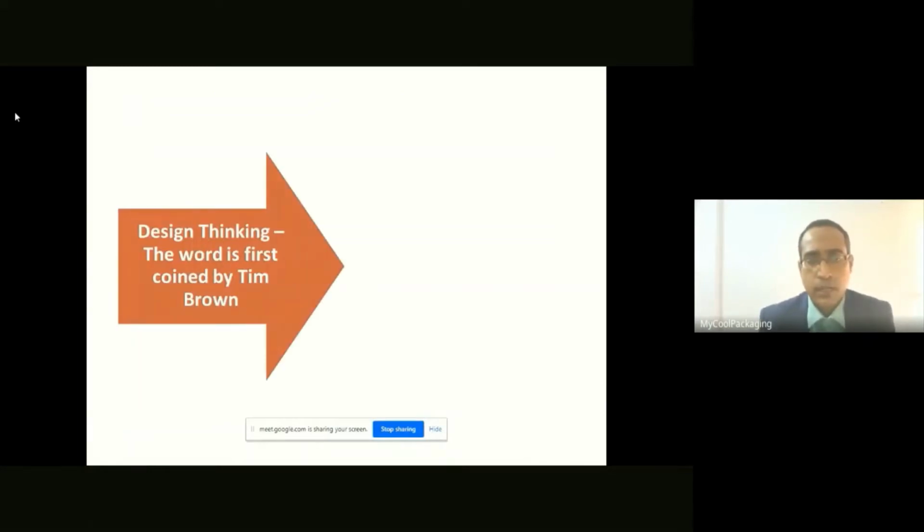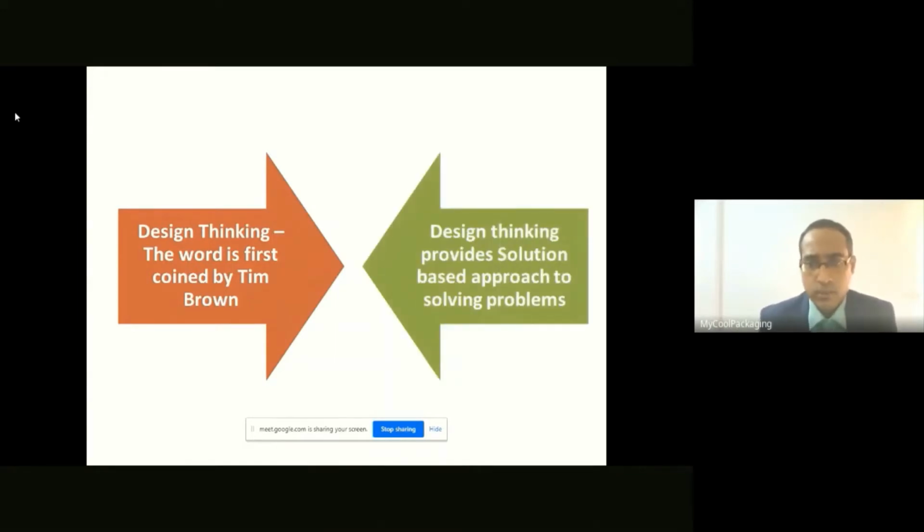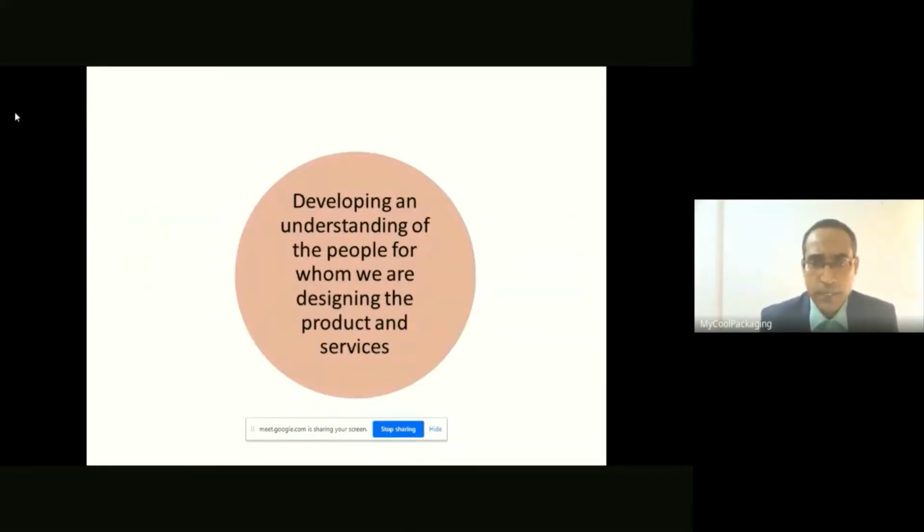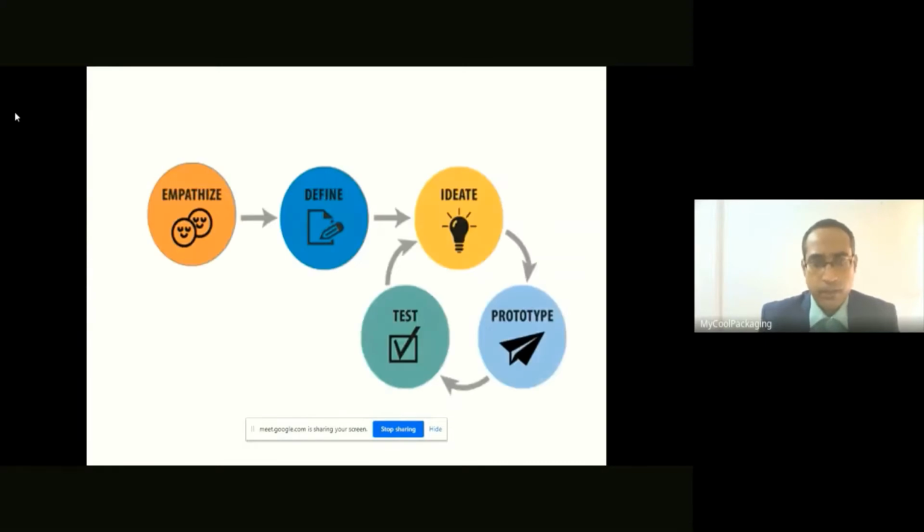Design thinking is a term first coined by Tim Brown, and it provides a solution-based approach to solving problems. In simple words, design thinking is developing an understanding of the people for whom we are designing the products and services. In the last session, we discussed the elements of design thinking: empathize, define, ideate, prototype, and test. In today's session, we are going to discuss the same in an elaborate and vivid manner.